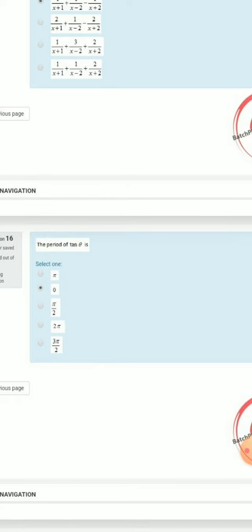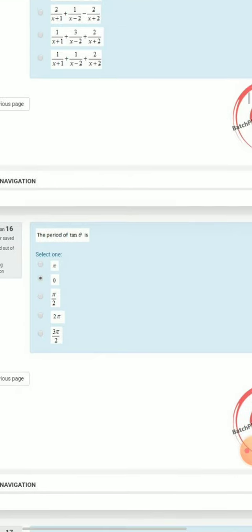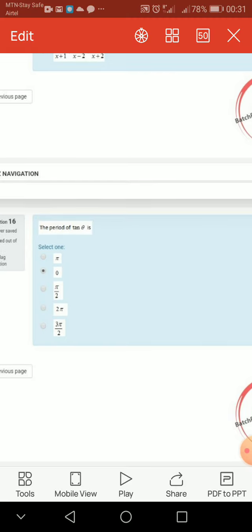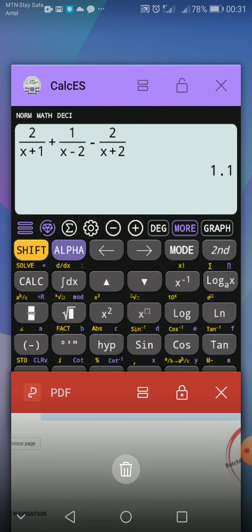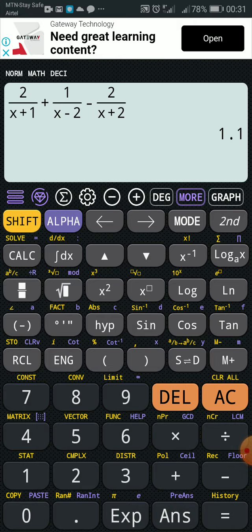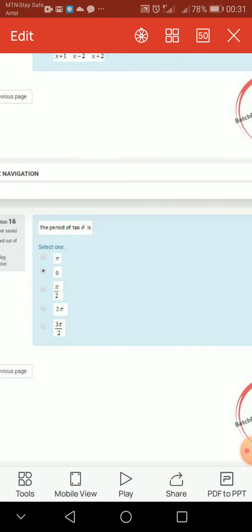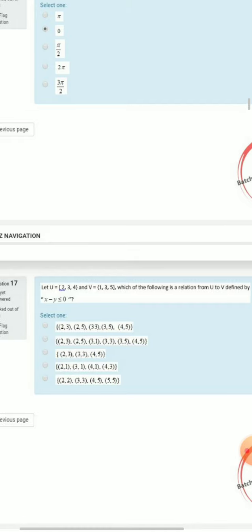The next question says the period of tan theta is what? Now when we say period, it simply means the time taken to complete one complete cycle. So period means tan 360. That's one complete cycle, and you can see that tan 360 is 0. So the answer to that question is 0.